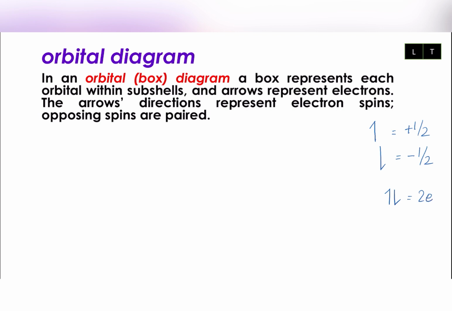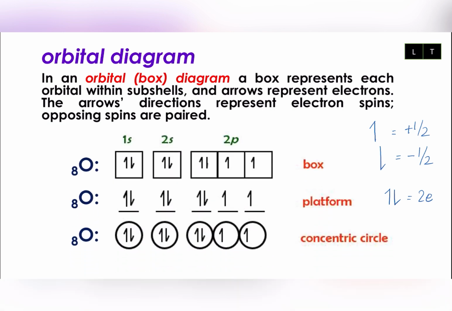So for example, I have 3 ways to write or draw the orbital diagram for oxygen. We can see from here, they are talking about the same thing, whether the orbital diagram as a box, or as a platform, or as concentric circles. They are talking about the same thing, and when we are filling the electrons, we have to follow the 3 principles or rules that you've learned so far.